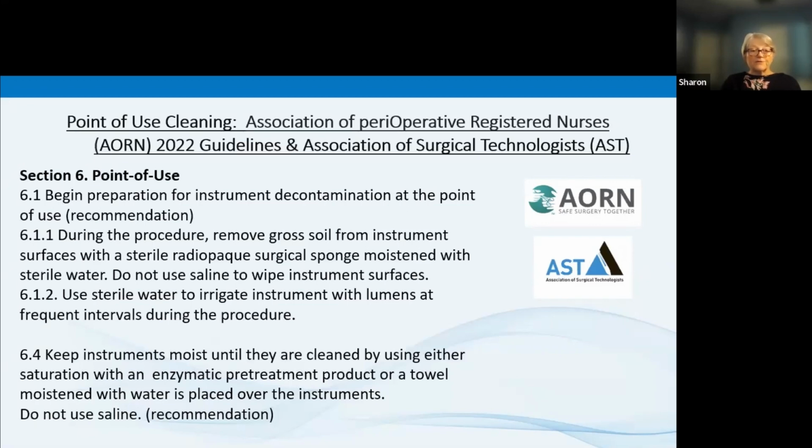And after point of use cleaning, you should saturate the instrument with either some kind of treatment product or a wet towel to keep the instruments moist. So pretty much almost verbatim.